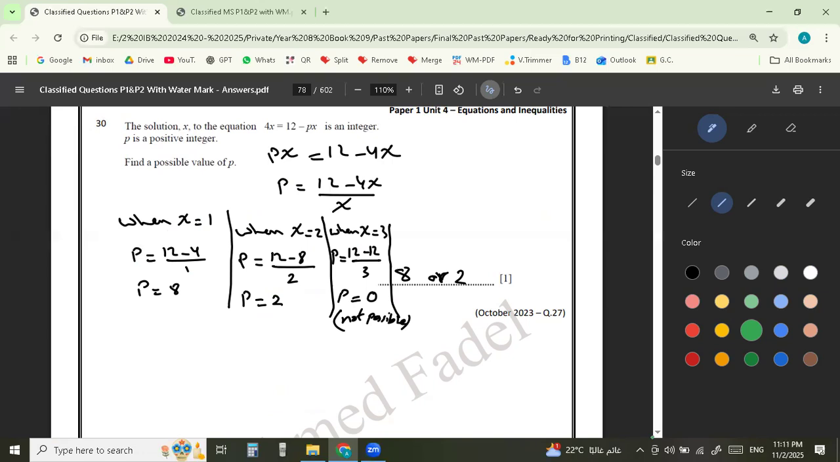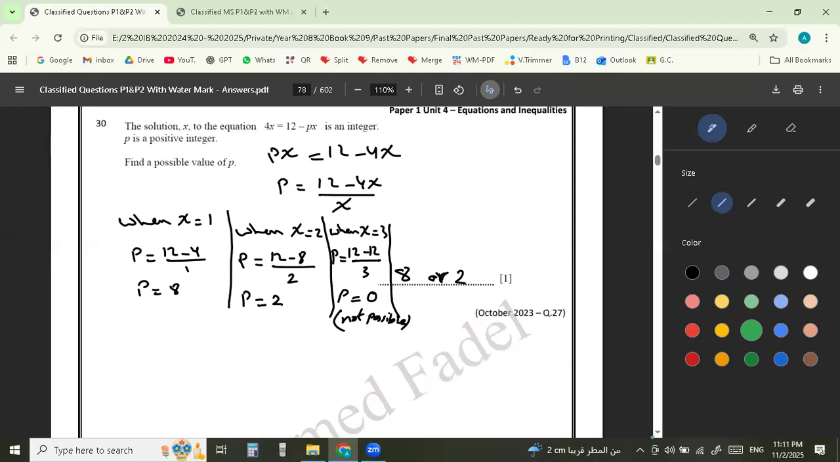The first thing that I need to do is to make p the subject of the formula. No problem, I'm going to get negative px to the other side, and I'm going to get the 4x to this side. Getting negative px to the other side will make it positive px equals 12, stay the same. 4x came to the other side, negative 4x. Now, I need p to be the subject, so I'm going to send the x there, division. So p equals 12 minus 4x over x.